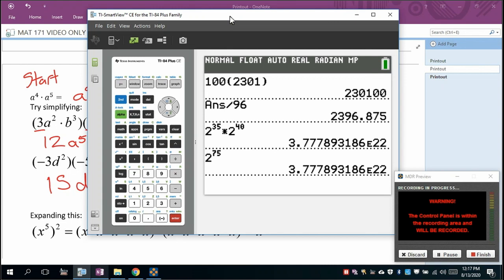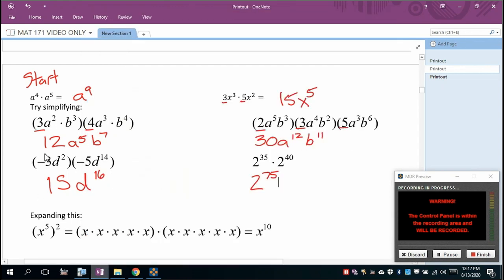Another thing worth noting is, some people say, oh, you multiply the 2 and the 2, and you would get 4. That is not the case. So you'd have to make sure you watch out for that.